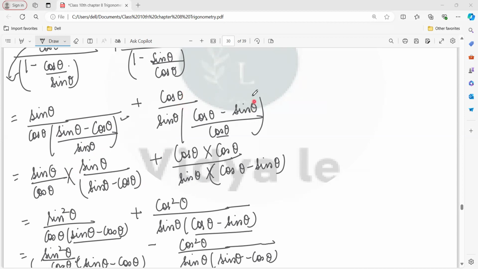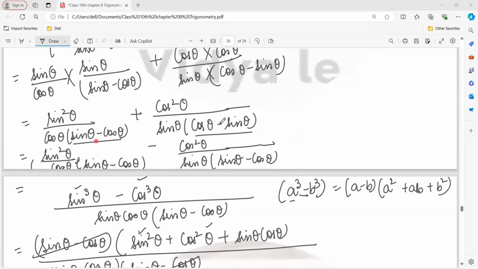Similarly here, this term is dividing with this fraction. When we want to multiply it, we will take the reciprocal of it. So cos theta upon sine theta multiply cos theta upon cos theta minus sine theta. Now sine into sine is sine square, cos into cos is cos square.